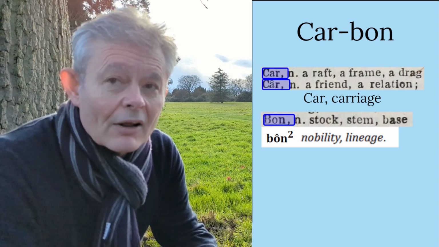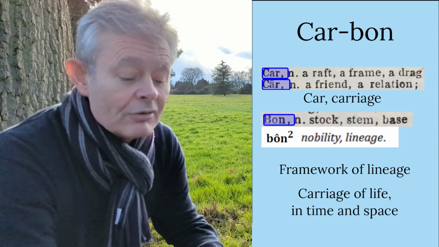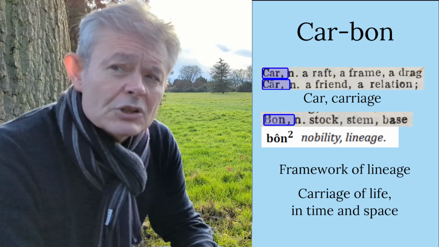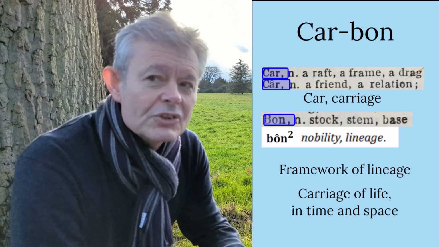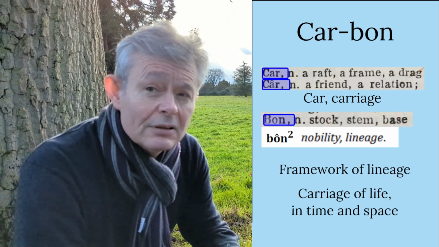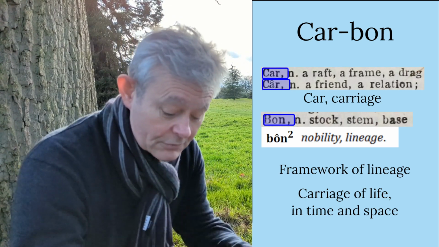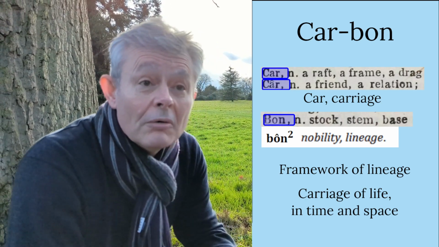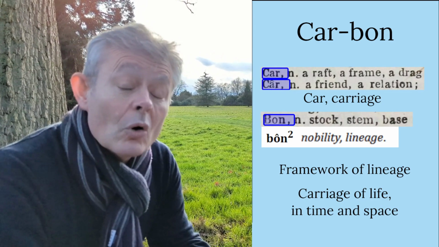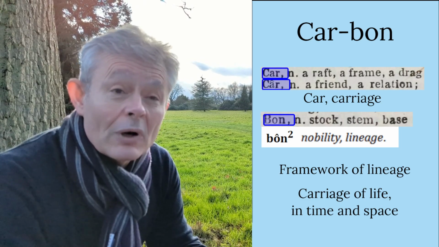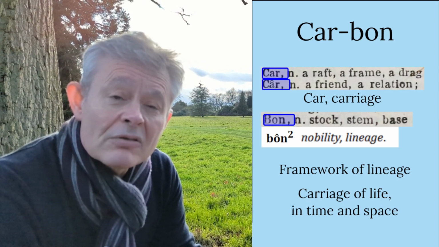So let's put those two words together. Carbon means a framework of lineage, the carriage of life in time and space. So I imagine our ancient ancestors had a great understanding of what carbon was, and it was inherited into Latin. Our ancient ancestors must have taken a bit of tree, or a twig, or maybe an animal or something like that, or even a human body. And if you take out all the gases, all the water, any other gases that will escape from the living organism, what are you left with? You're left with carbon, the living framework.